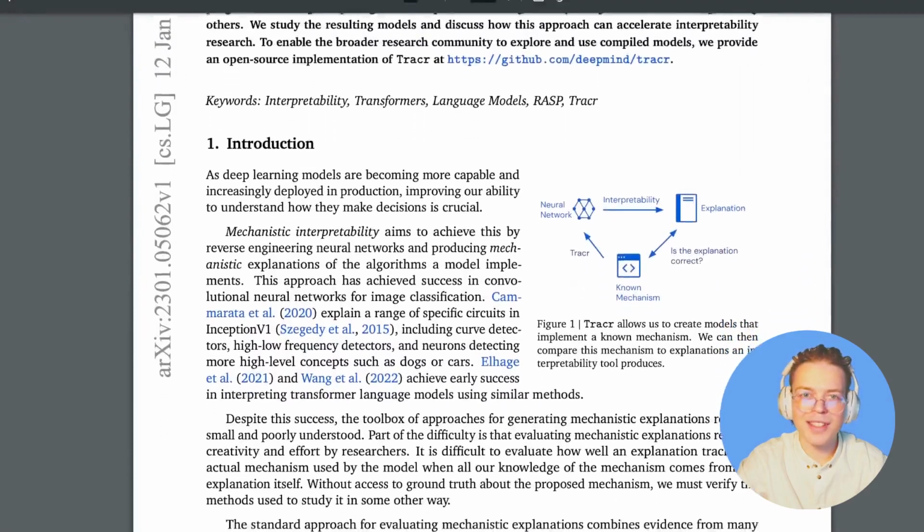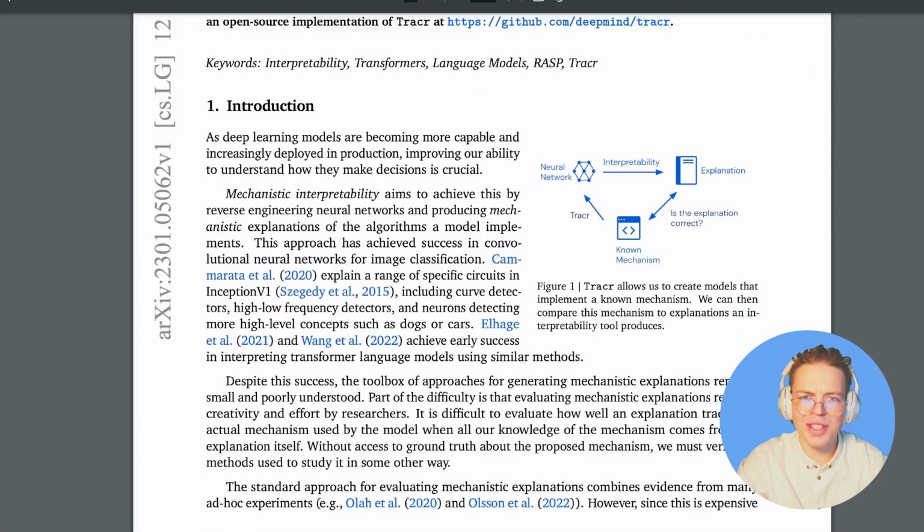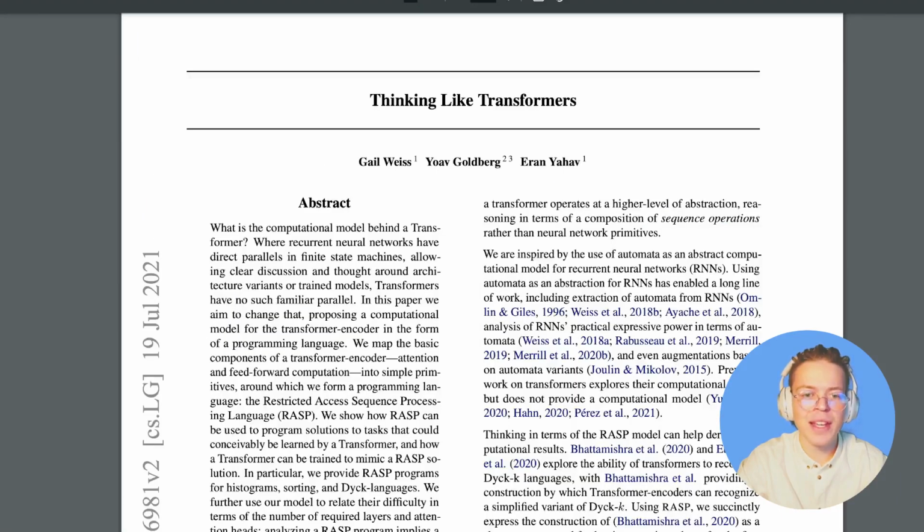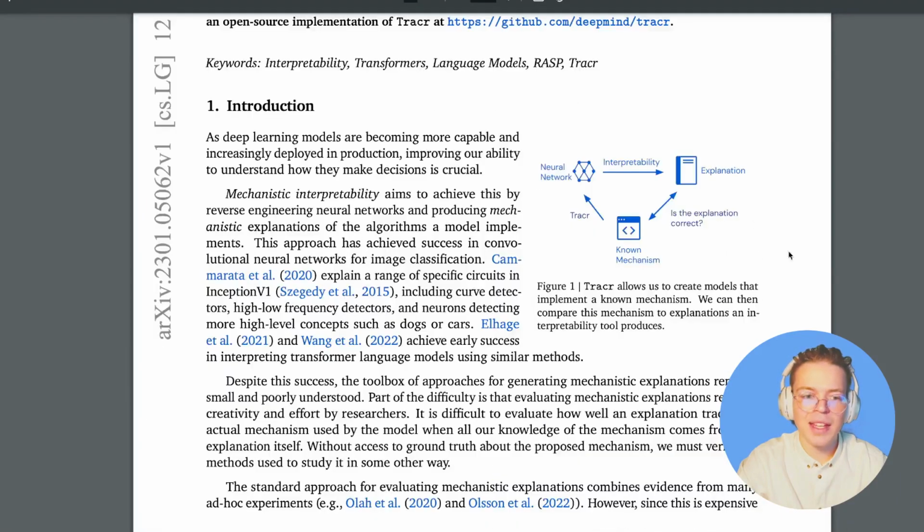And on the topic of toy models, DeepMind releases Tracer, which is a compiler that can turn any human-readable code written in the Rasp language, which is super interesting in and of itself, I recommend that you check out the link in the newsletter, into a transformer architecture. And this can be super useful just for studying how algorithms represent themselves in transformer space and to study phenomena of learned algorithms in depth.